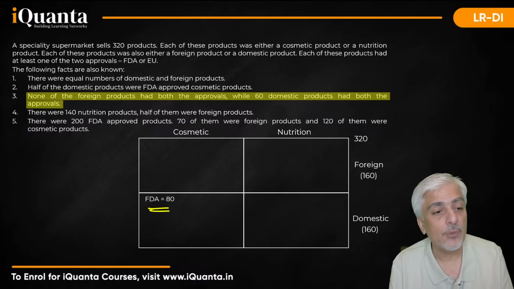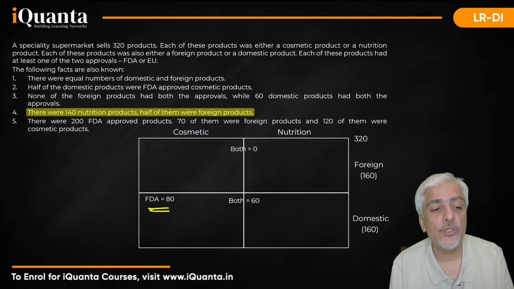None of the foreign products had both the approvals. That means for foreign, none of them had both the approvals, that is FDA and EU both, while 60 domestic products had both the approvals. So for both, foreign has answer 0, but both approvals in domestic is 60.